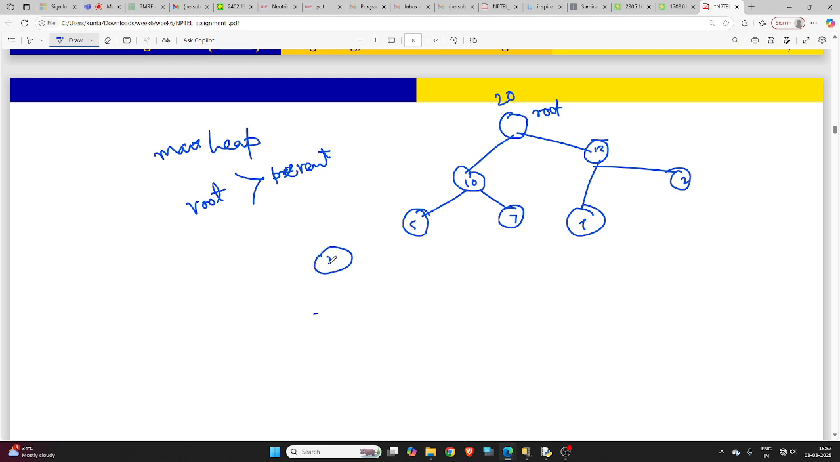But let's say I have 20 here, and I have 5 and 7, that is fine. But now for this case, let's say I have 10, and here I have 2. So this is not a max heap, because this condition is not satisfied. If it is 10, then this is not satisfying the condition of the max heap, so it will not work as a max heap.